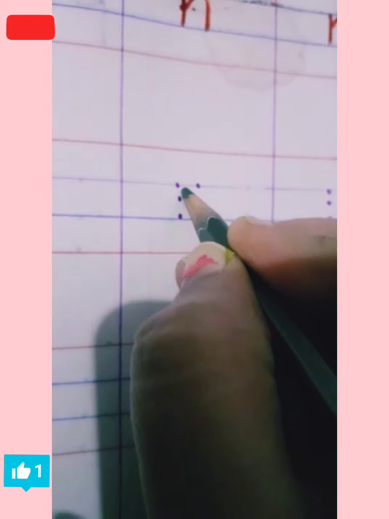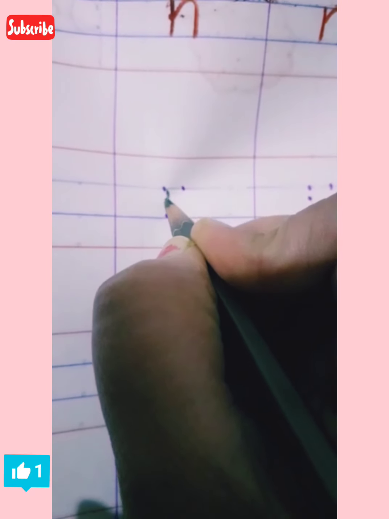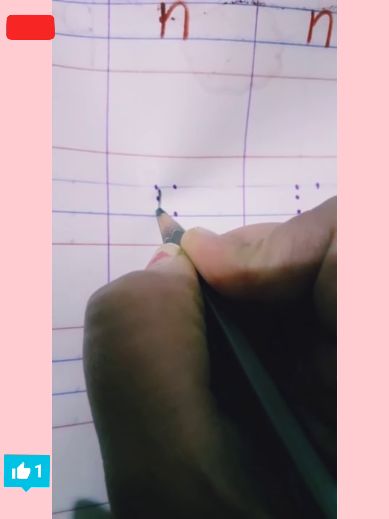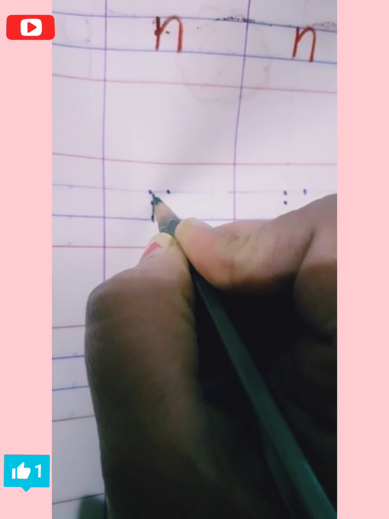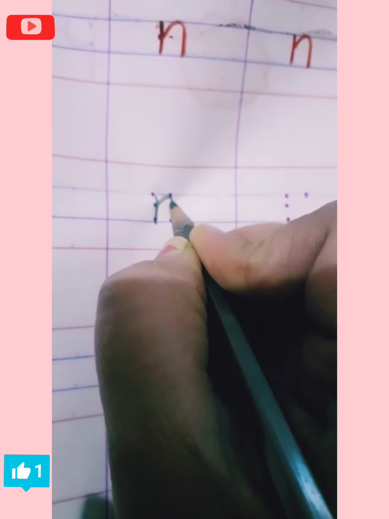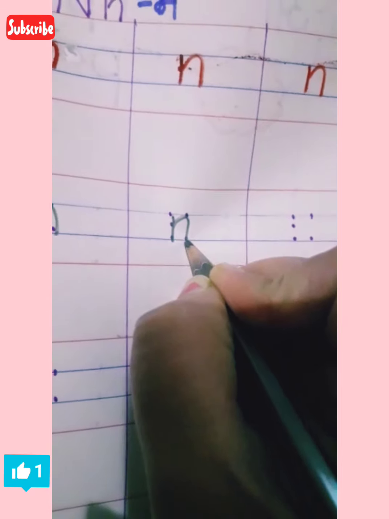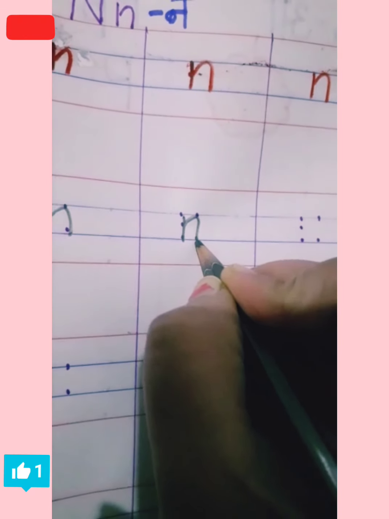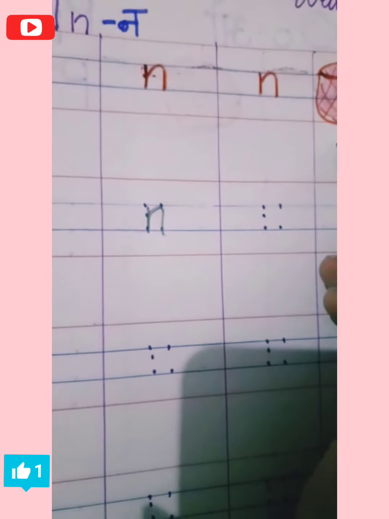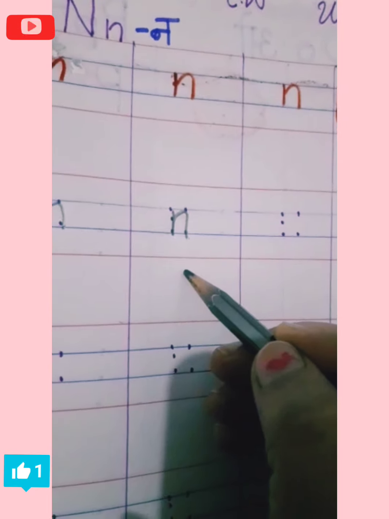Again, first we will write a standing line. Go up the standing line. Draw a down curve. This is an N. N says N. N for net. N for nose.